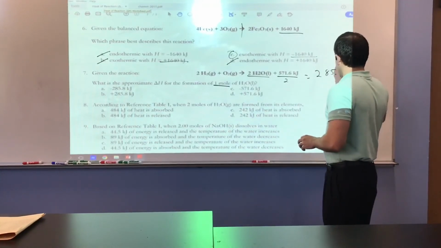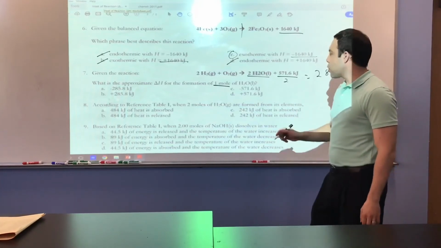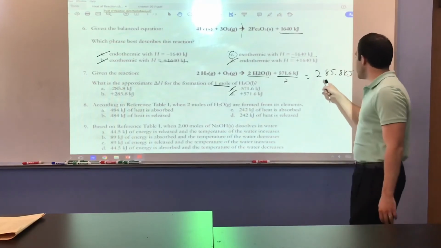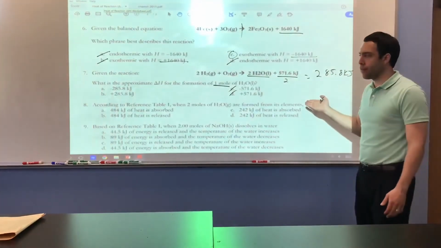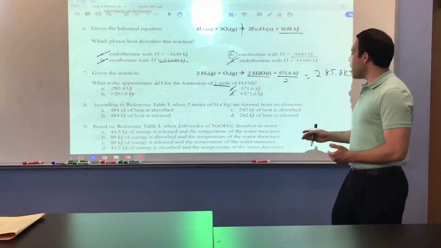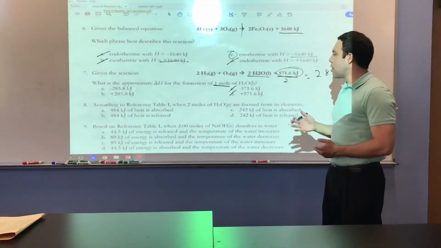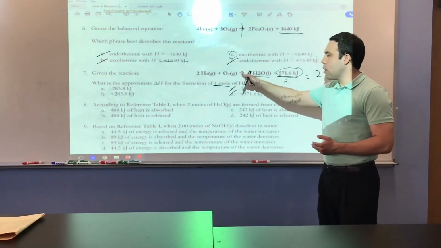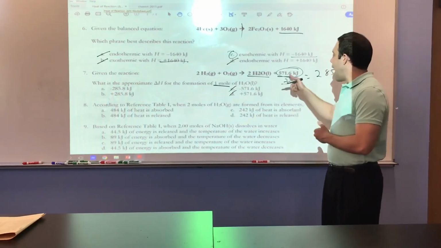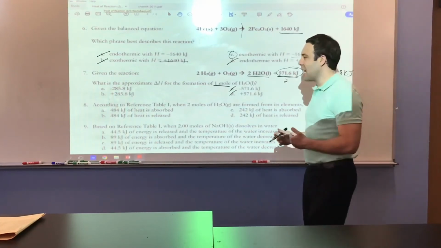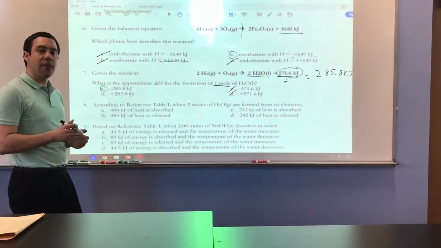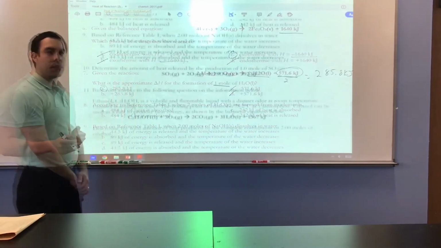285.8 kilojoules. So now I know the correct answer cannot be C or D because it has to be 285.8. I just cut it in half. Finally, is it positive or negative? Well, once again, since the energy is on the right side of the arrow, it's a product, it's on the product side, that means this value must be negative. So my correct answer is choice A, negative 285.8 kilojoules.